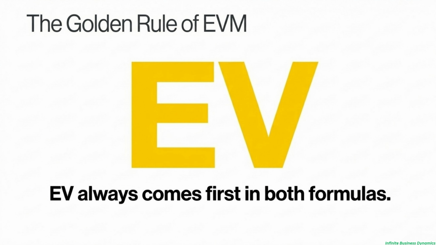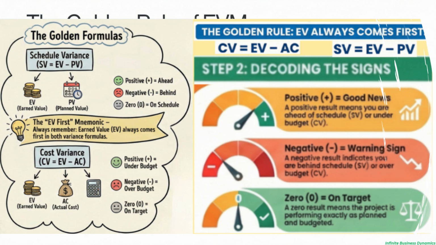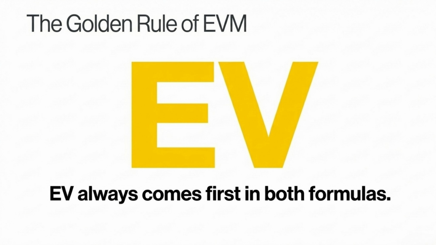And this right here, this is the golden rule of EVM. Seriously, if you take only one thing away today, for your PMP exam, for your career, let it be this. EV, earned value, always comes first. It's EV minus PV for schedule and EV minus AC for cost. Remembering this one simple thing will save you from ever mixing them up when you're under pressure. Trust me on this.